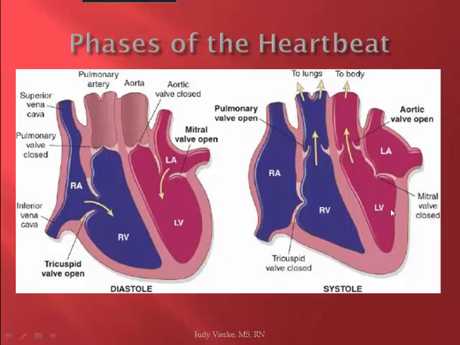As the pressure rises in these ventricles, it will force open the pulmonic valve and the aortic valve so that blood will go to the lungs through the pulmonary artery and to the body through the aorta. Once that occurs, the ventricles again will relax, the tricuspid and mitral valves will open, and we'll go through diastole again.